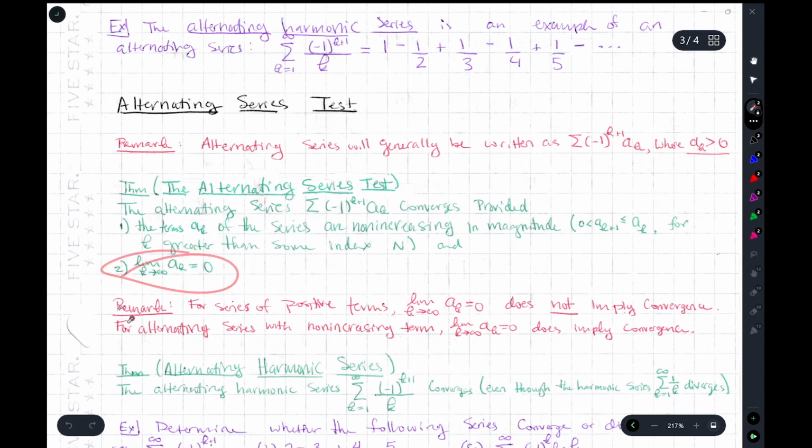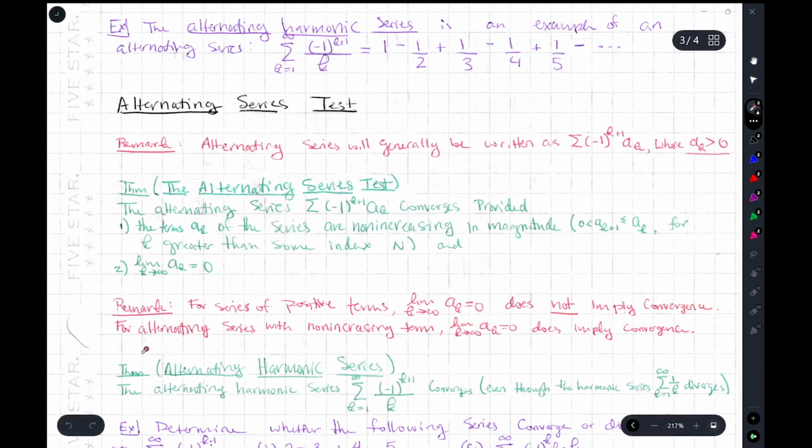The second condition is that the limit as k goes to infinity of a_k is 0. Okay, that's the second condition. So for series of positive terms, the limit of a_k going to 0 does not imply convergence. Remember, with the divergence test we made a big fuss about that: just because the limit is 0 does not imply convergence.